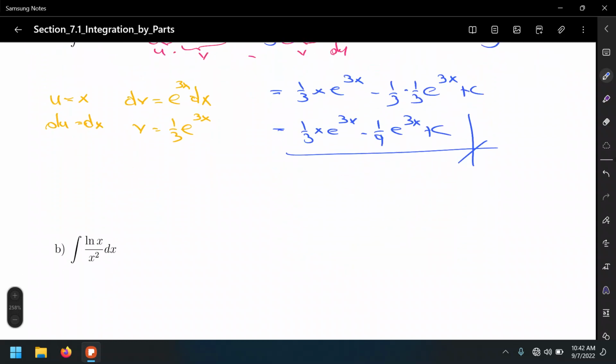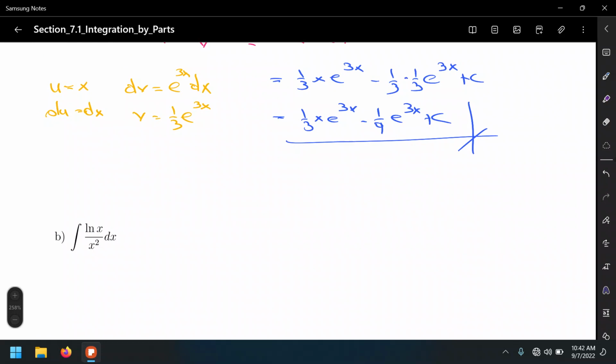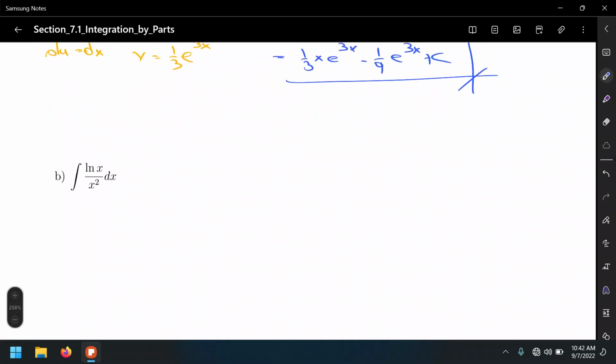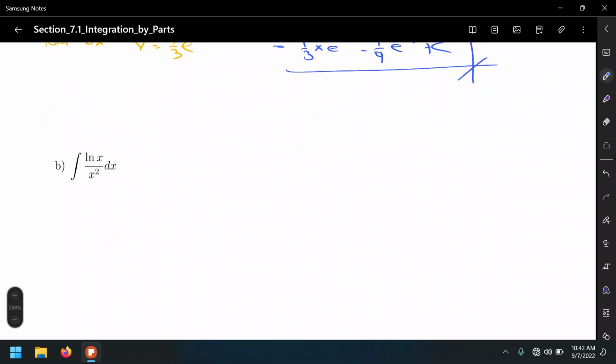Let's see. Number 1, before doing the setup for this integral, if we see fractions, I mean denominators, it's important to write everything as a product, not as a quotient. In this case, we will rewrite this as x to the negative 2 ln of x with respect to x.